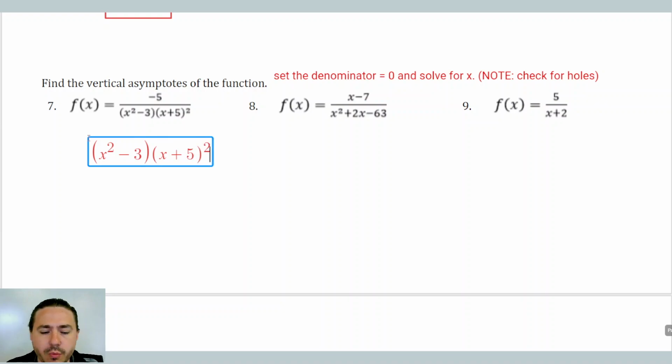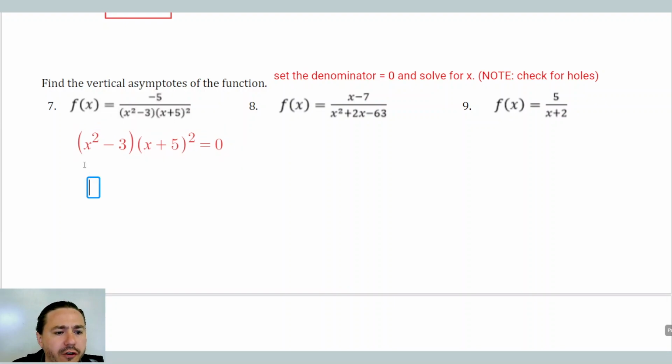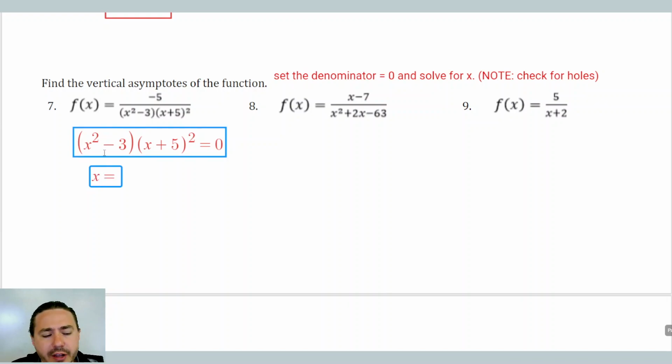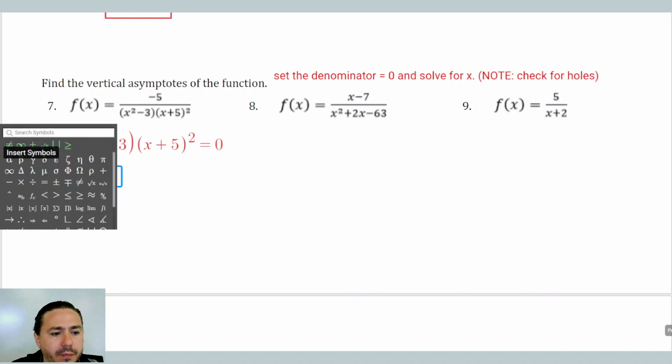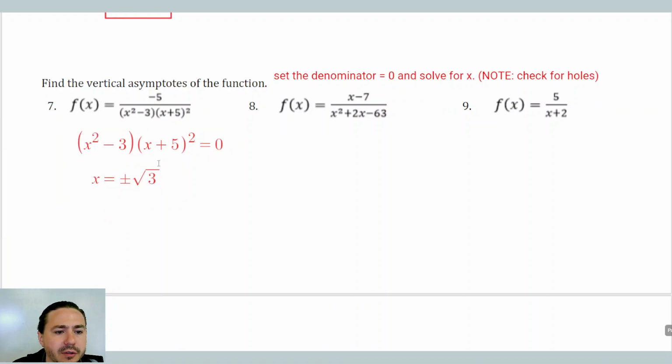Set that equal to 0, and we can set each of those factors equal to 0 and solve them individually. So for this first one, I get x equals, if I add 3 and take the square root, plus or minus root 3. So plus or minus the square root of 3. Those are going to be 2 vertical asymptotes there.